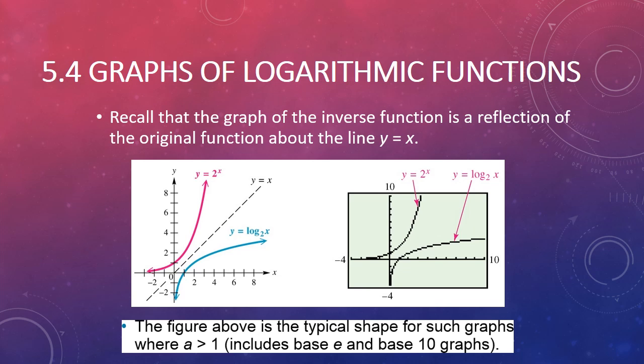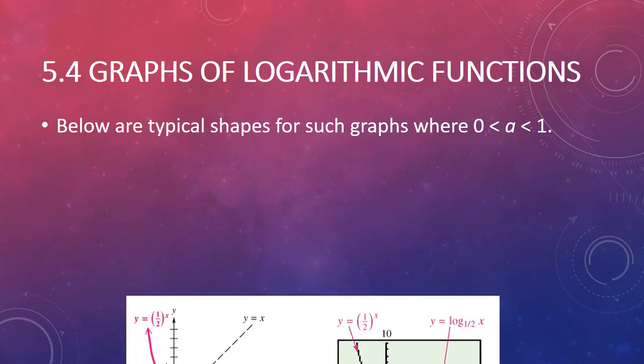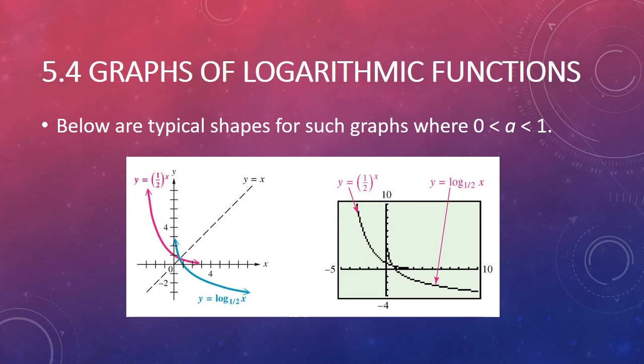So the figure above is the typical shape for graphs where a is greater than 1. This includes base e and base 10 graphs. So when the base is greater than 1, it's going to look pretty much like the blue curve here. And these are the shapes when your base is between 0 and 1, when it's a fraction between 0 and 1. And again, it's a reflection of the inverse function across the line y equals x.